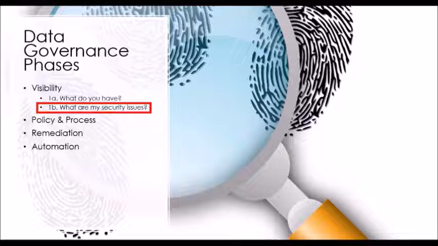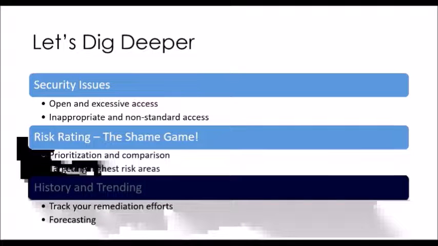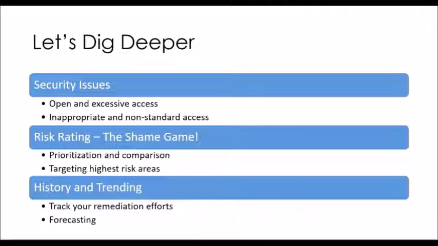So let's now dive into the second part of our visibility section, which is what are my security issues? Let's dig a little deeper and talk about specifically what security issues there are in access. This is all about numbers. This identifies the amount of people who have access in your environment. Open access is basically what it is. It's open. Everybody in your environment has access to a specific folder or share, and then excessive access is a certain threshold that we implement, and anything above that we consider excessive.